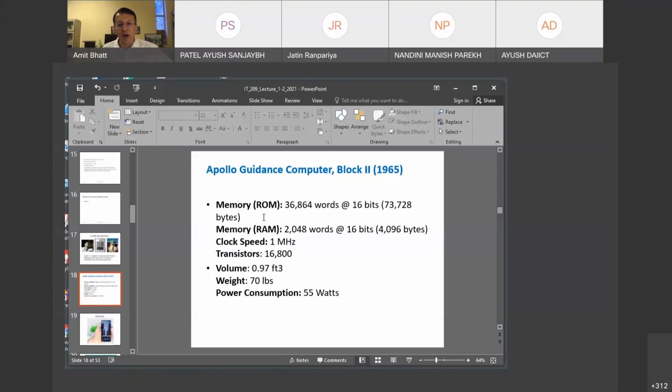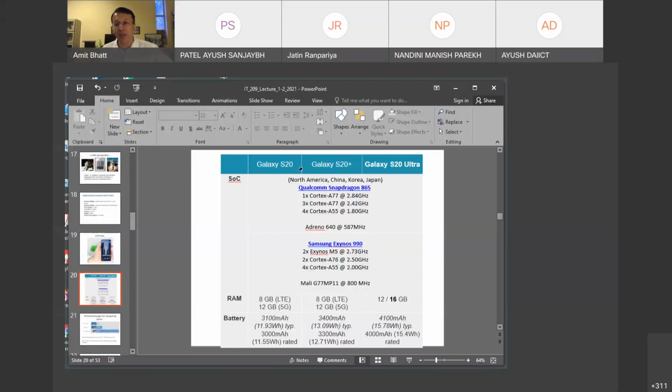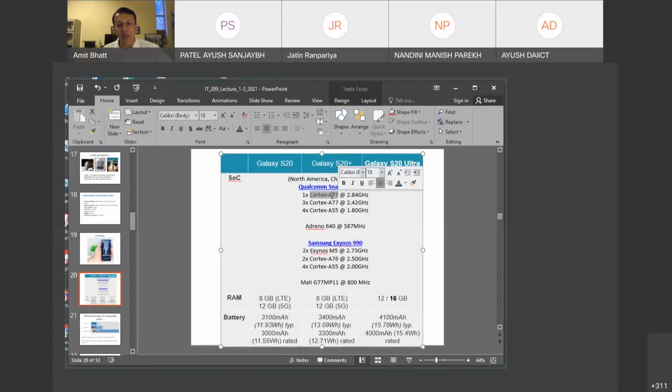Okay, so this is the guidance computer block. Remember these things: ROM of 36K and RAM of 2K, and of course, they were all 16 bits. And now what do we have? This is Galaxy S20 or S21. It is a quad core processor, or sorry, they call it octa-core. If we have time, we are going to talk about multi-core processors. So there is one processor, this is Cortex A77. Cortex A is an ARM trademark. The A77 is running at 2.84 gigahertz. There are 3 cores running at 2.42 gigahertz. And there are 4 Cortex A55, running at 1.8 gigahertz.